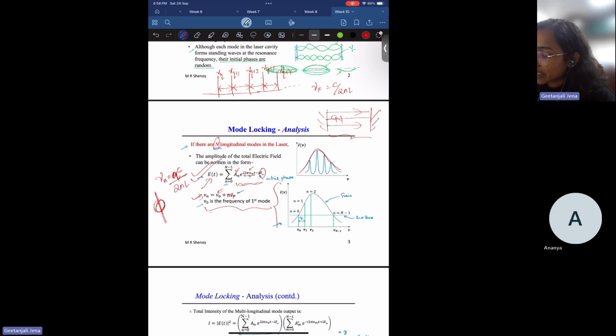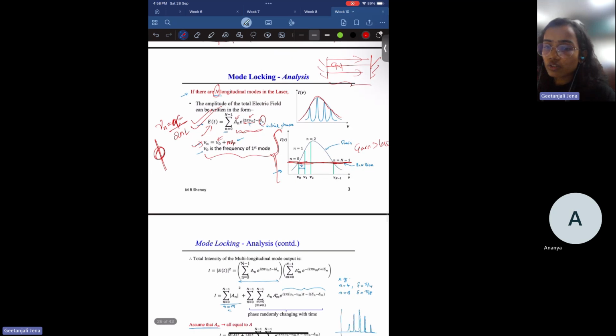If you see the schematic, this is the intensity plot of the different longitudinal modes. So there is nu 0, nu 1, nu 2, and nu n minus 1. These longitudinal modes oscillate only when the gain for these longitudinal modes is greater than the loss line. So this is the condition for amplification: the gain should be greater than loss. So let us say the gain for these modes is already greater than the loss in the system.